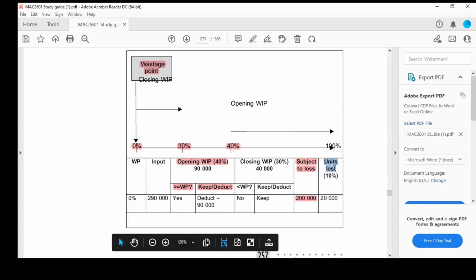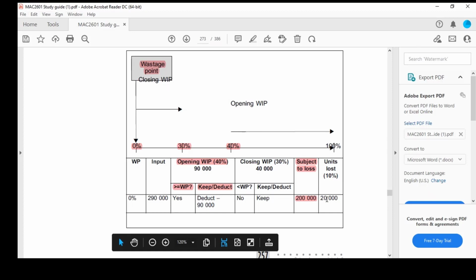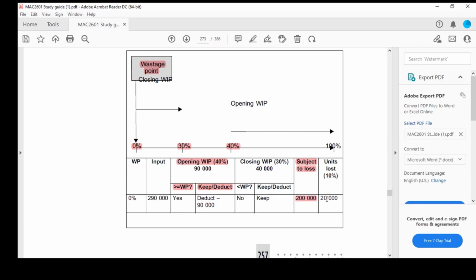You'll deduct the opening WIP, because that's what you did here. We deducted that WIP. Exactly. So do you understand why normal loss was not applicable to the opening WIP? Okay, let me explain why the students get confused. When they say deduct the 90,000, which is the opening WIP, students think you've got to deduct the wastage point.